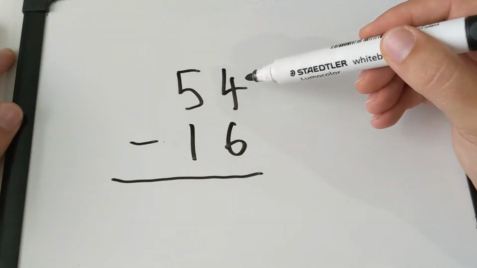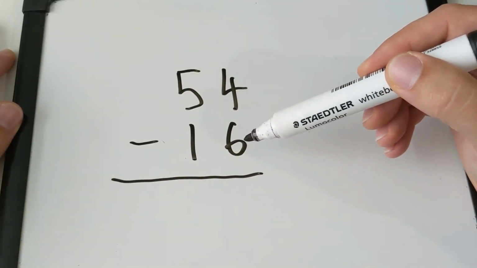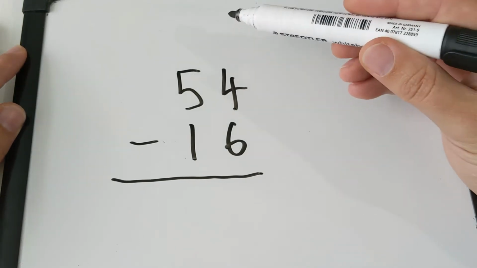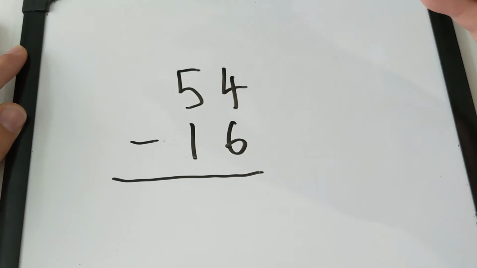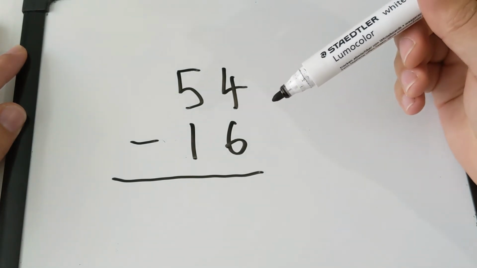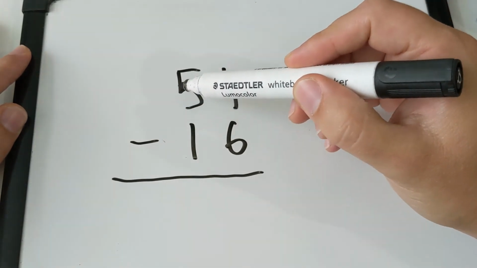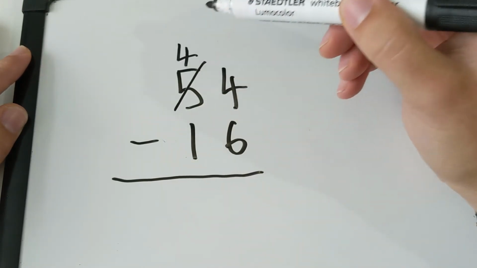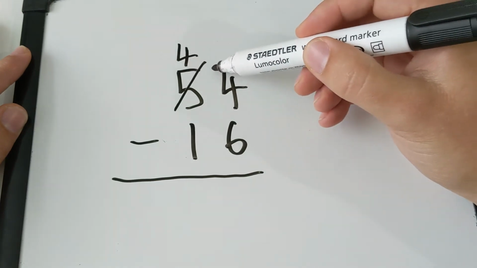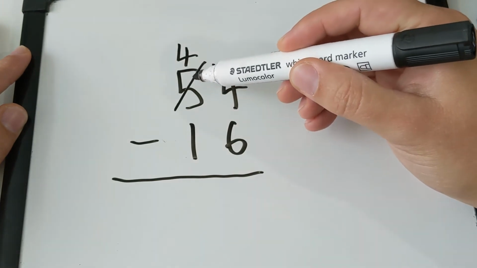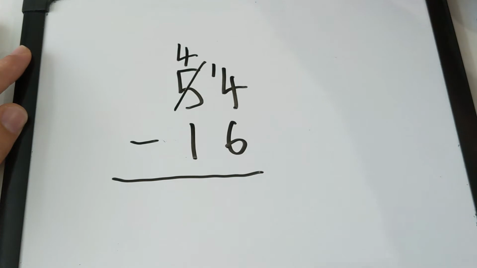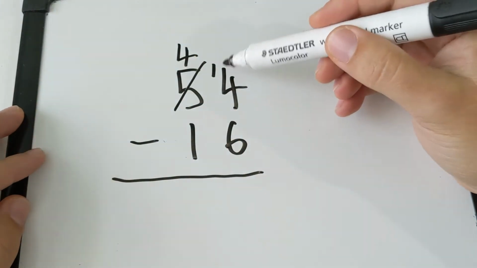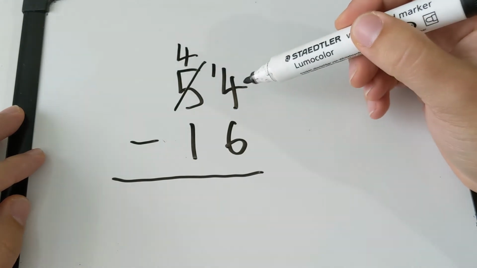I'm starting with 4 and I need to take away 6. I can't do that. So just like we traded the longs and the ones of our centicubes, I'm going to do the same thing. I'm going to take one of these from the 5, so that'll become a 4 now, and I'm going to bring it over here. That 1 comes down here and it becomes just like 10 of these plus the 4 that was already there, so it's 14.